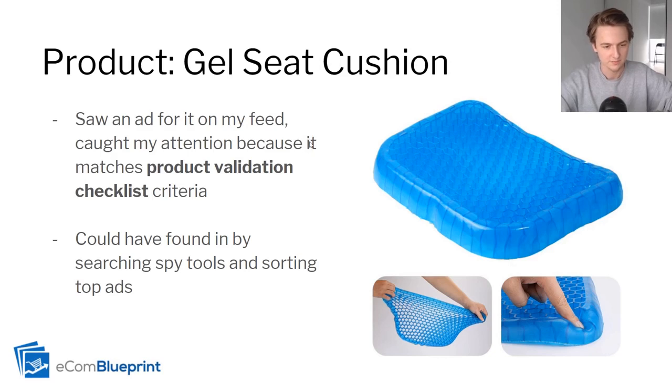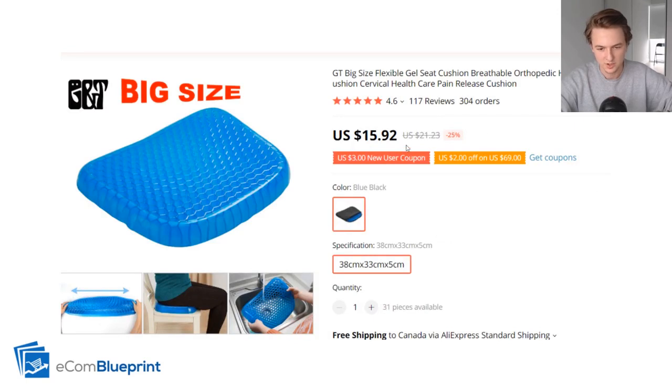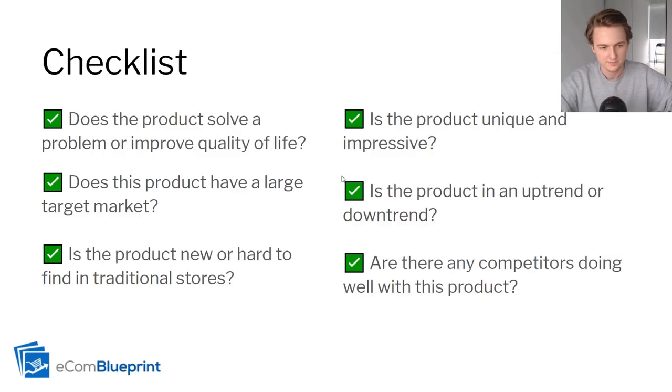But I actually just saw it in my feed, so I kind of got lucky because I was looking for something new for the new case study, and then I just saw an ad for this, and I was like, oh, this might work, and I tried it. This is what the product looked like. 300 orders on AliExpress. This is the bigger size that I went for, so like $16, and I managed to get this down with my agent. So that's the product. And this is the checklist.